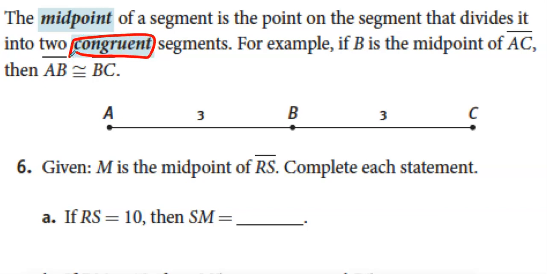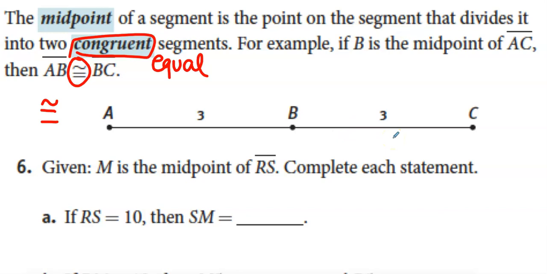Congruent is just going to mean equal. Okay. Now the symbol for congruent is this right here. It's an equal sign with a tilde over it, or a squiggly little mark. So if B is the midpoint for our example AC over here, then I know the first part AB has to be the same as BC. So I know that the segment AB is going to be congruent or equal to the other segment BC.